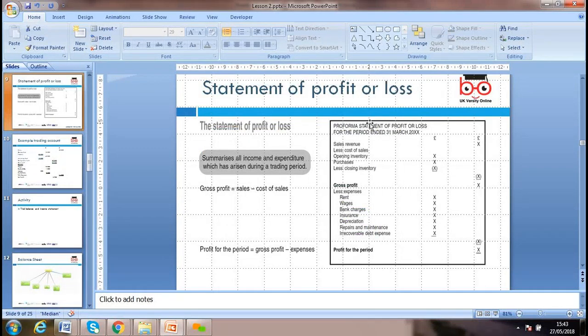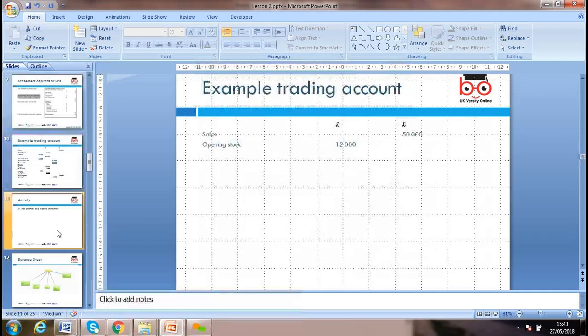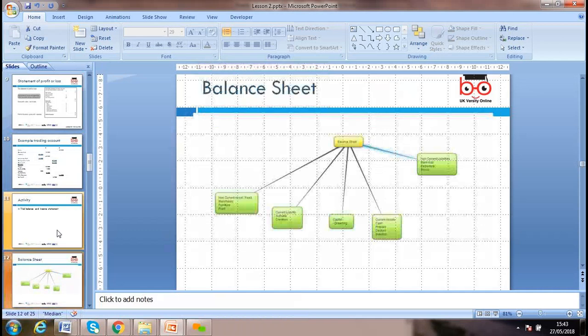Gross profit is equal to sales minus cost of sales. Then we have the profit for the period: gross profit minus other expenses. So we can find our profit, or we call it net profit, it is the same thing. Okay, next we are looking at the balance sheet.